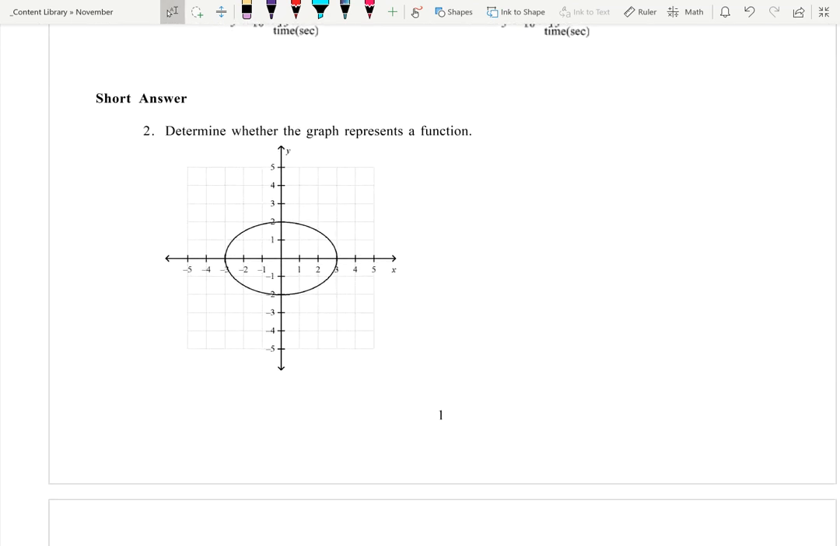All right, determine whether the graph represents a function. The answer to this one is simply no. It does not represent a function because of the vertical line test, which means basically if you draw a vertical line anywhere on this graph and it hits the function in more than one place, then it fails the vertical line test. You can do it anywhere on this graph. You can see that it hits the graph more than once.